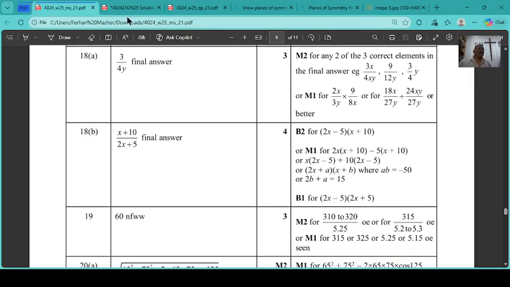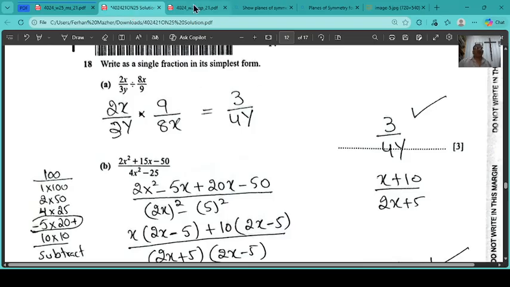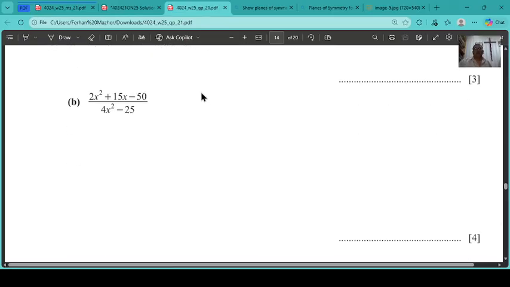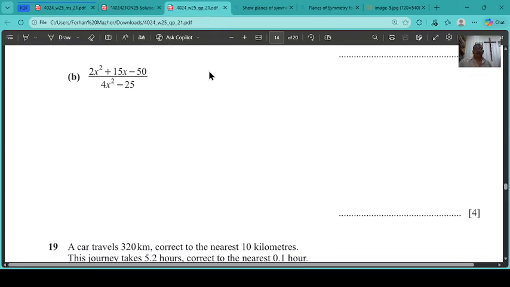On your screen you can see the marking scheme. The answer is right, sir. So this is how this is done. I hope you understand this. This is very basic. That question was of 3 marks. Now we have question number 18, part B. Here he says, write as a single fraction in its simplest form.